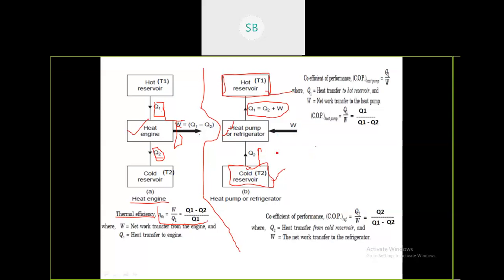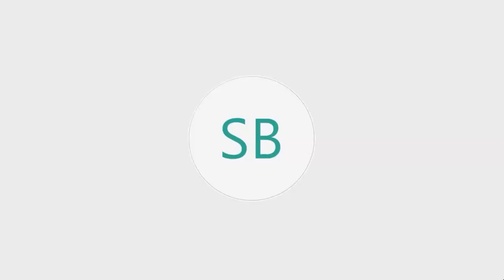Depending on the output, the input will be the same. That is W, whatever electrical energy or work we give as input. Just the output or useful effect changes. The heat pump is placed at the hot reservoir, and the refrigerator is near the cold reservoir. Whatever heat is extracted from the cold reservoir is the useful output for the refrigerator, and whatever heat we add to the reservoir is the output for the heat pump. Depending on this, we can calculate the COP, the coefficient of performance.